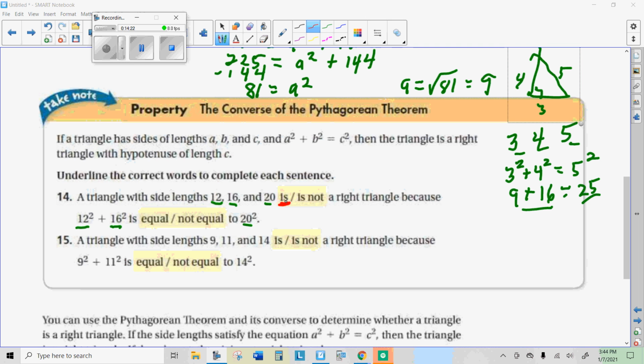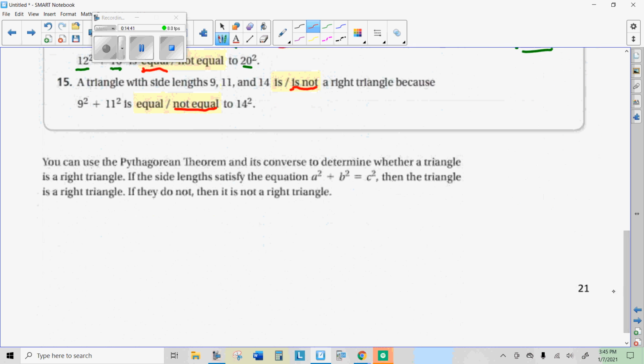So you should have found that this top one is a right triangle because 12 squared plus 16 squared is equal to 20 squared. And the second one is not a right triangle because 9 squared plus 11 squared is not equal to 14 squared. All right.